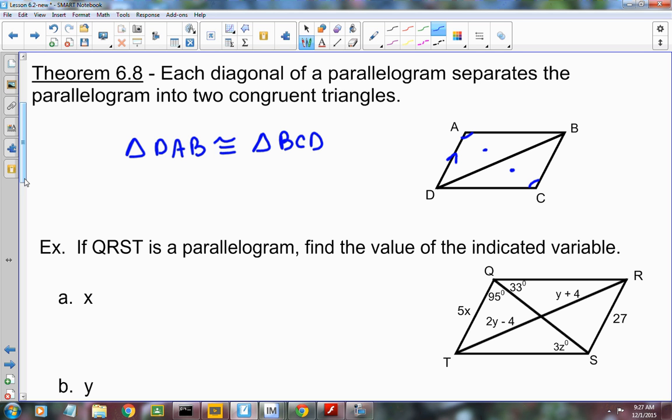You've got parallel lines here cut by the transversal. So my alternate interior angles are congruent. So these two are congruent, and then same here, these two are congruent. So the reason I wrote DAB and then I wrote BCD is because this D corresponds with that B. Okay?